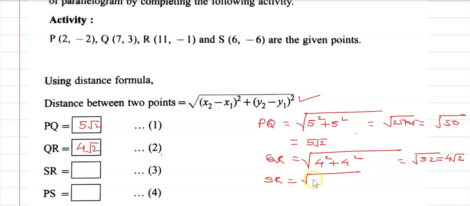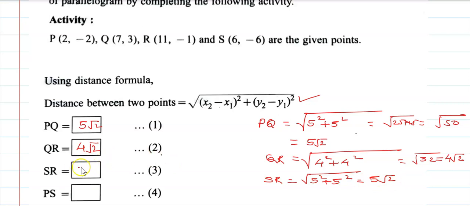6 minus 11 means what? Minus 5 bracket square. It is nothing but the 5 square. Next is minus 6 minus in bracket minus 1. मतलब minus minus कसं होणार तर plus होणार. Means what? Minus 5 square means what? That is a 5 square. Again you will get 5 square in root of 5 square plus 5 square किती येणार? So 50 येतो. Means that is nothing but the 5 root 2.